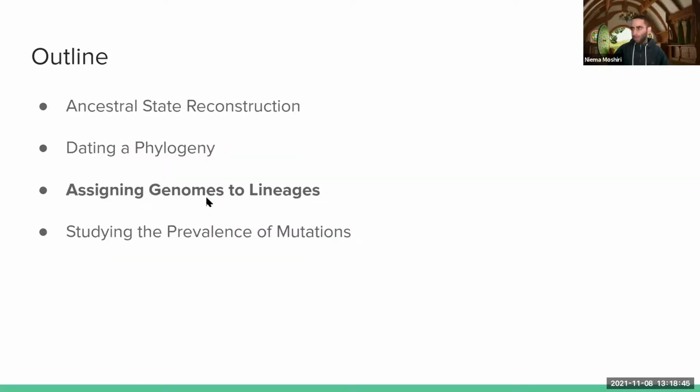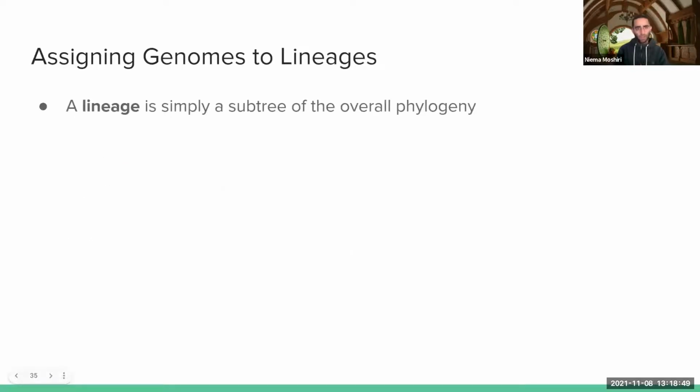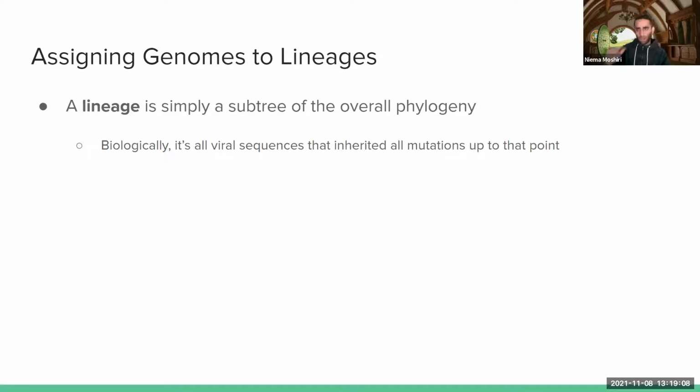Okay, so there's another problem called assigning genomes to lineages. Basically, you might have heard of the Delta variant or B.1.1.7 or all these different COVID-19 lineages. A lineage is just a subtree of the overall tree. They sound scary because they put all these weird names on them, but it's just a subtree. Biologically, it's all viral sequences that inherited all the mutations up to a certain point. Because if you have your whole evolutionary tree and you have this one subtree, maybe it's the Delta variant.